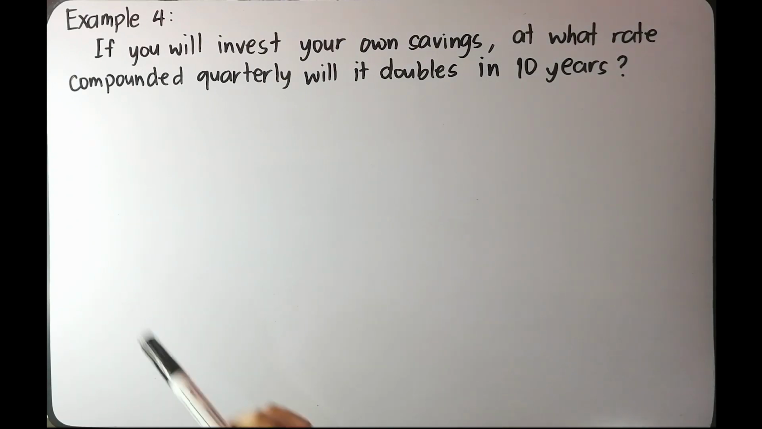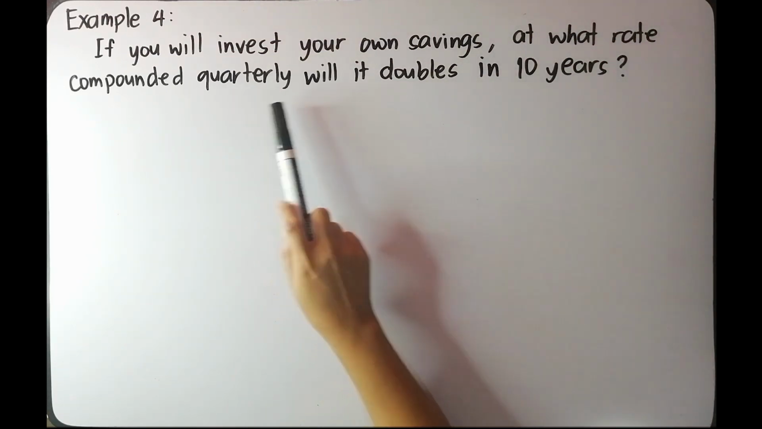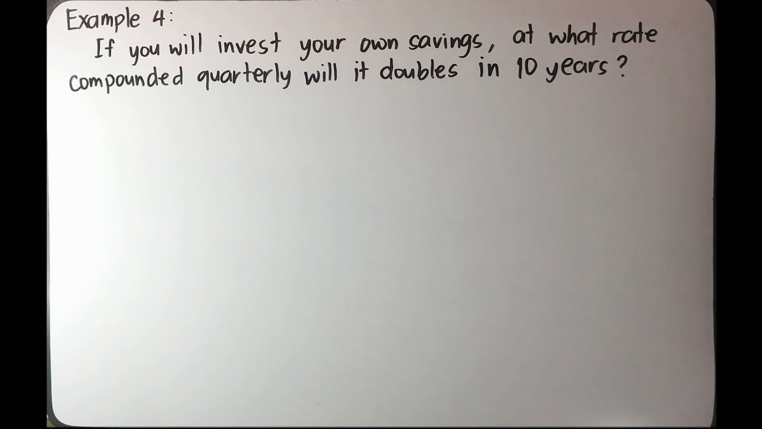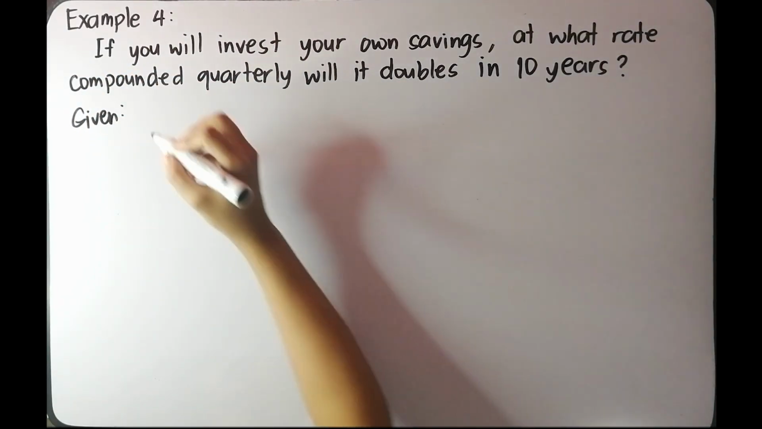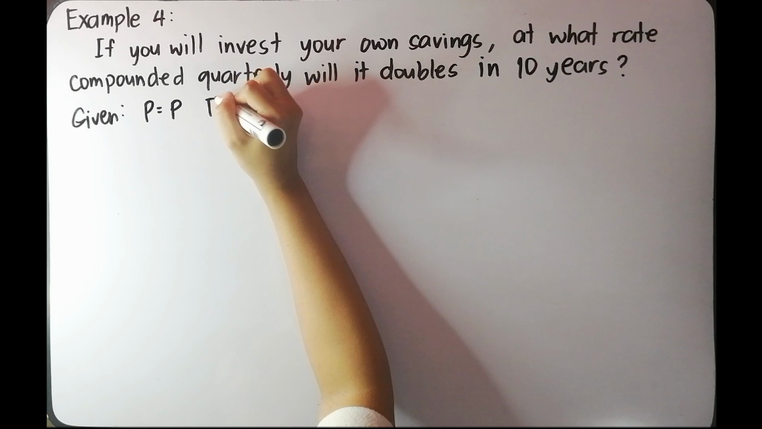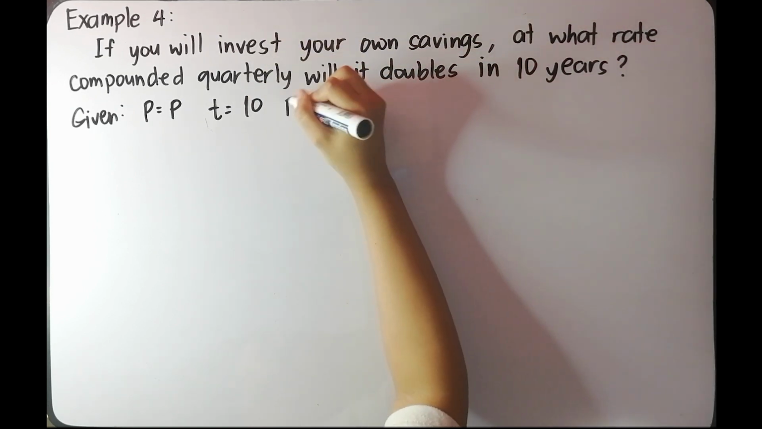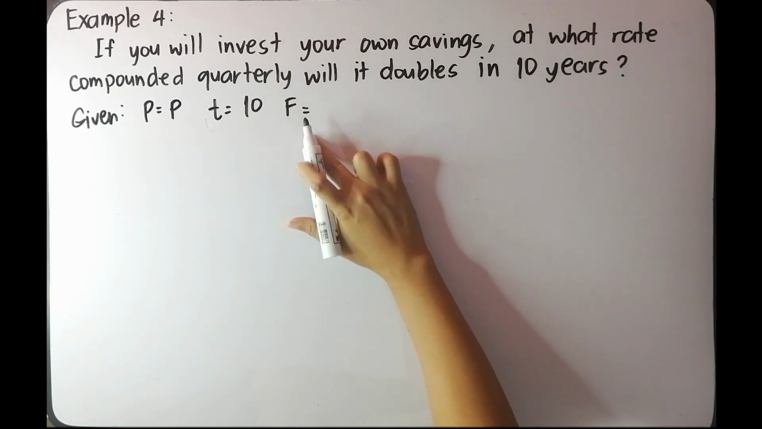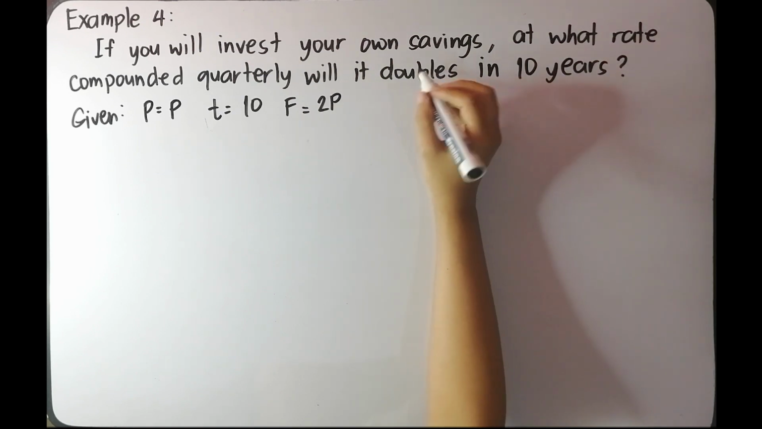Problem number 4. If you will invest your own savings, at what rate compounded quarterly will it double in 10 years? So in this problem, we have a time limit of 10 years, which is a given. So let's define first the given. You have your principal value, which is your savings, and after 10 years, so our time is 10. Your future value will be times 2, or your principal value will double.